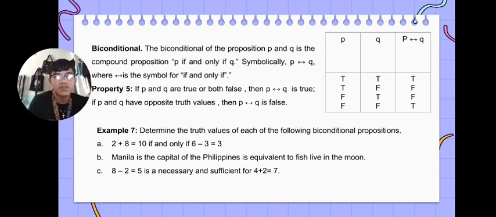8 minus 2 equals 5 is necessary and sufficient for 4 plus 2 equals 7. Given that 8 minus 2 equals 5 and 4 plus 2 equals 7 are both false, the biconditional compound proposition is true.